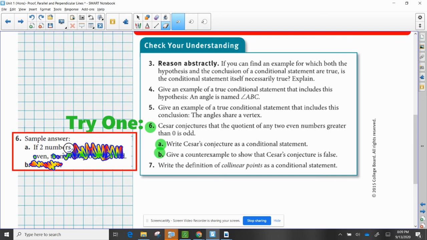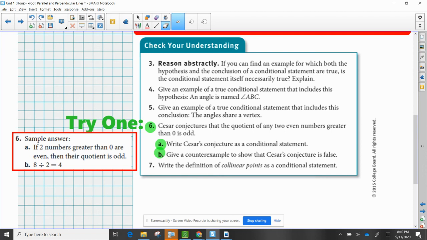Okay, here's what your book has. So they have, if two numbers greater than 0 are even, then their quotient is odd. So that's what Caesar is saying here. Now, do we think Caesar's conjecture is false? Right? So if you think it's false, then give me a counterexample to something that could prove that it's false. Okay, so this is the example that the book gave, not necessarily the example you had to come up with, but they said if I take 8 divided by 2, those are two even numbers greater than 0, but when I divide them, I don't get an odd result. I get 4, which again is an even number.